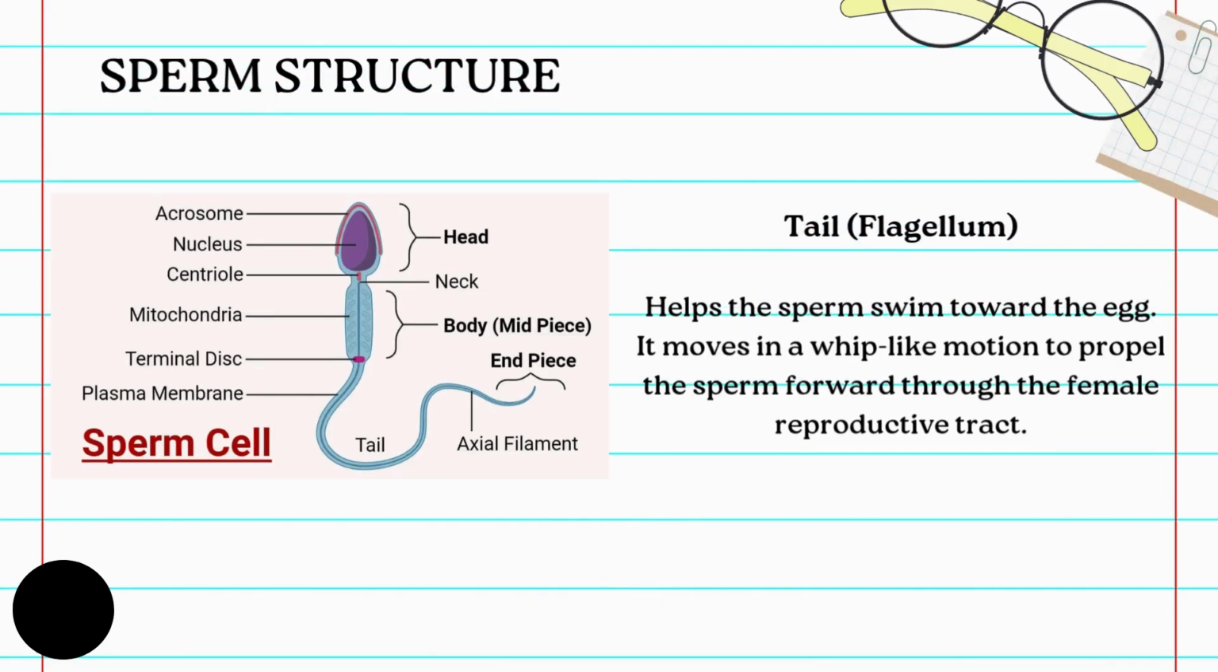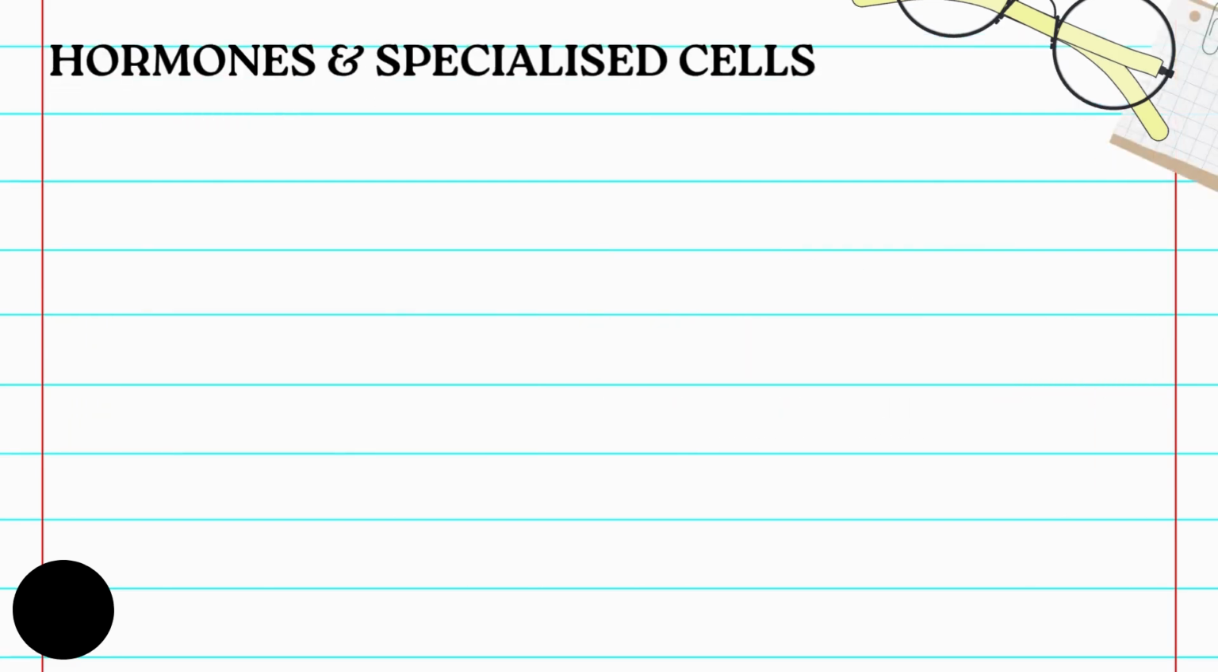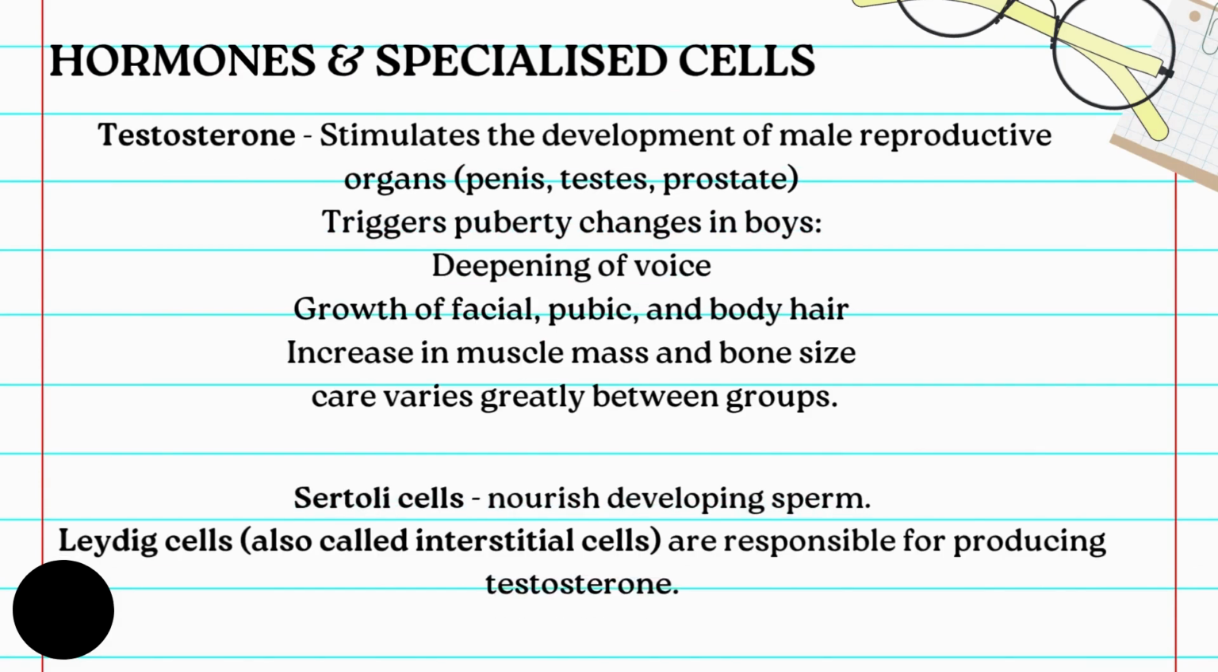And then we have the end piece, which is the tail. The tail helps the sperm to be able to swim by propelling the sperm in a whip-like motion, and that's how the sperm is able to swim up into the female's reproductive tract.